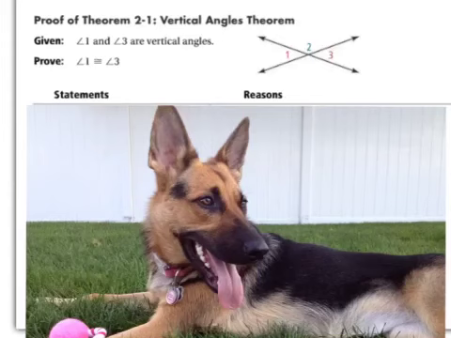So, proof of Theorem 2-1, that vertical angles are congruent. They're giving us that angle 1 and angle 3 are vertical angles, and they're asking us to prove that they're congruent. We're assuming that we've never seen this theorem before and we need to prove it. Well, let's just come up with a plan of action first.